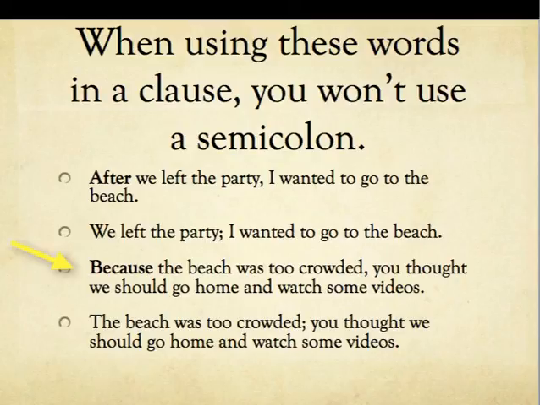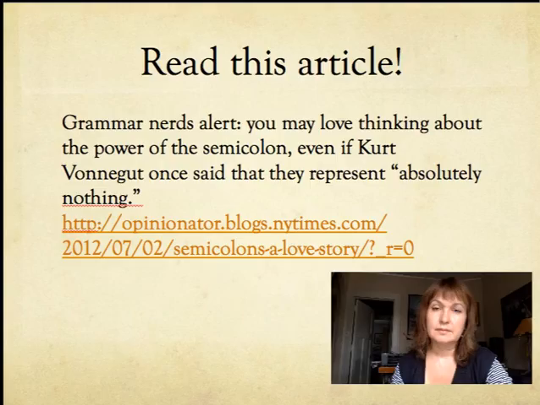The next example shows something similar. Because the beach was too crowded, you thought we should go home and watch some videos. When you use sentence pattern number 1 and put the semicolon between those two sections, eliminating that subordinate conjunction, you get a different sentence. The beach was too crowded; you thought we should go home and watch some videos.